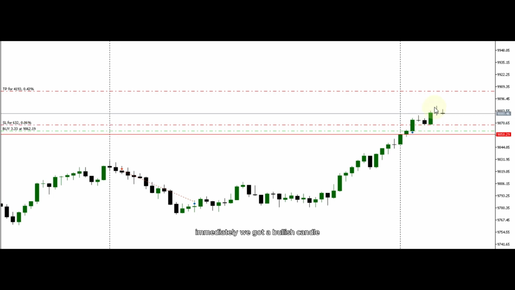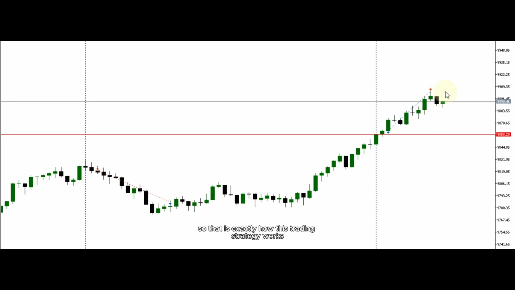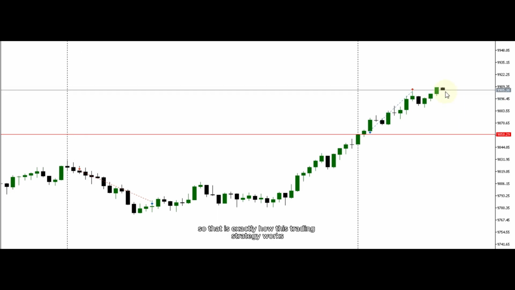Immediately we got a bullish candle, the stop loss moved to the low price of the bullish candle. So anytime you get a bullish candle, the stop loss will always move. So that is exactly how this trading strategy works. So you can backtest it.